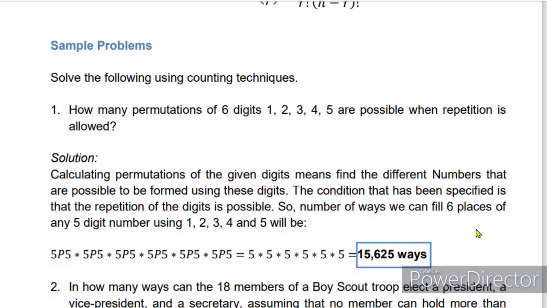The number of ways we can fill 6 places using 1, 2, 3, 4, 5 will be 5 permutation 5 multiplied by 5 permutation 5. As we count them, you notice that it is 6, because we are looking for a 6-digit permutation. So 5 times 5 times 5 times 5 times 5 times 5, because repetition is allowed. You remember this formula if the problem says that repetition is allowed for permutations. So it is 15,625 ways.